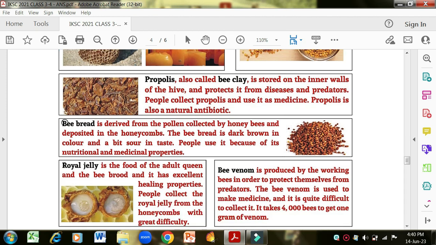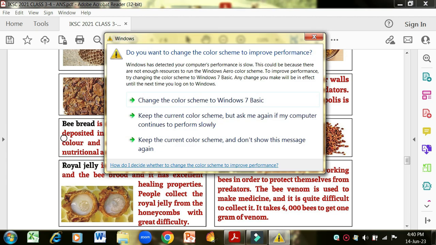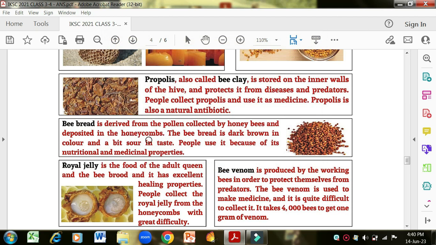Bee bread. Bee bread is derived from the pollen collected by honeybees and deposited in the honeycomb. The bee bread is dark brown in color and a bit sour in taste. People use it because of its natural and medicinal properties. Okay, then this is called bee bread.